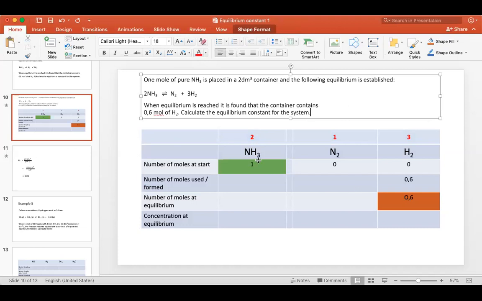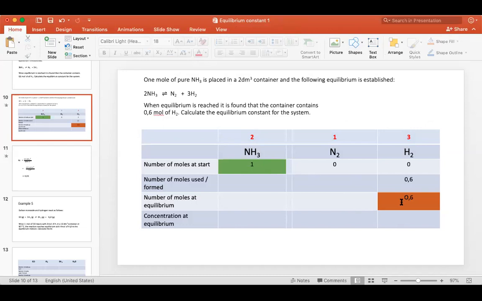So now that we know the balancing numbers, how many moles react, we've got 0.6 moles of hydrogen that were formed. Using our mole ratio, can we work out this second line? The number of moles of ammonia that were used and the number of moles of nitrogen that were formed. Looking at our mole ratio, 2 NH3 will form 1 N2 and 3 H2. So it's 2:1:3. If hydrogen is 0.6, what will nitrogen be? You divide 0.6 by 3, and you get 0.2 moles of nitrogen that were formed.